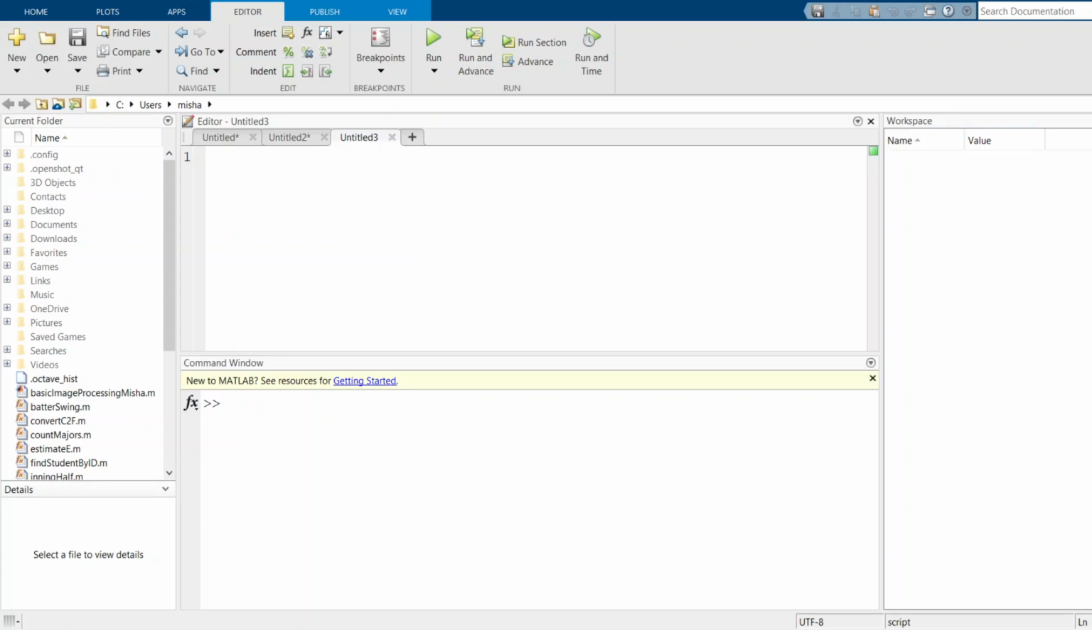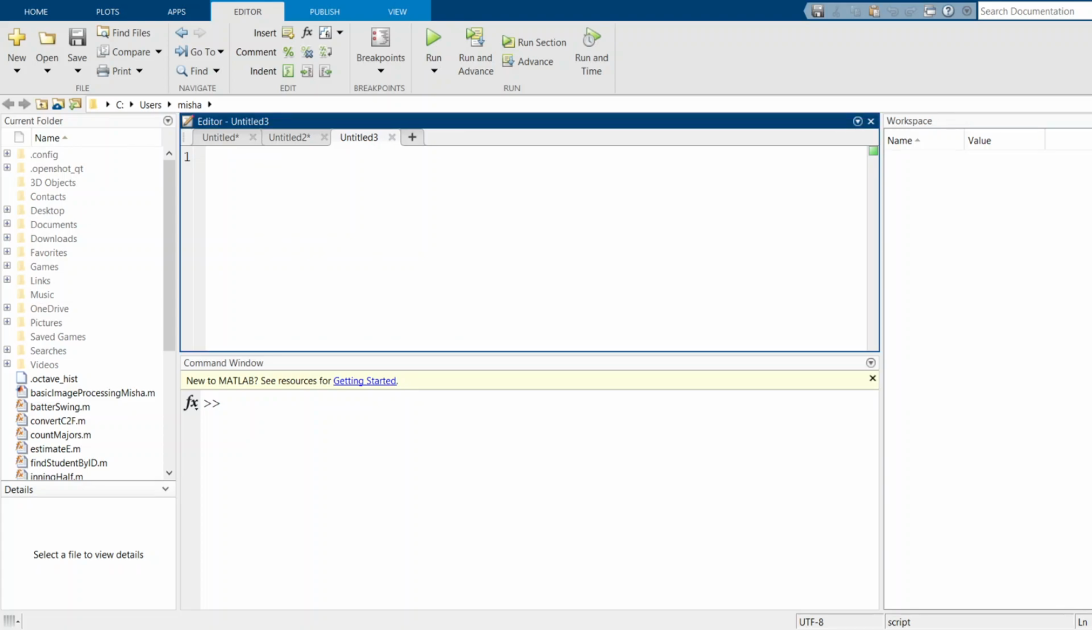Hi students, I wanted to show you a cool built-in function that MATLAB has. MATLAB can actually find the roots of a polynomial function for you.